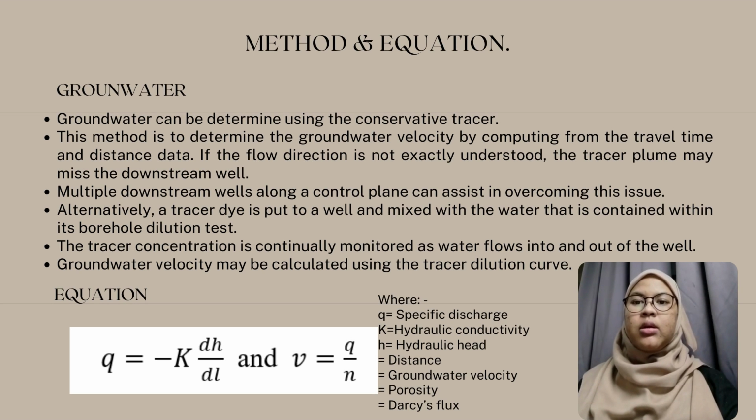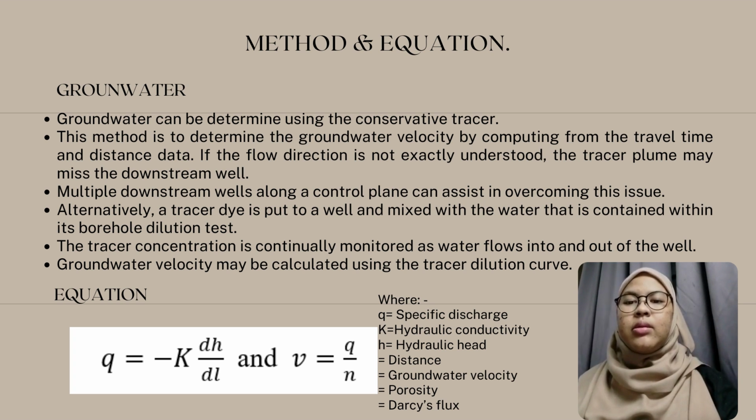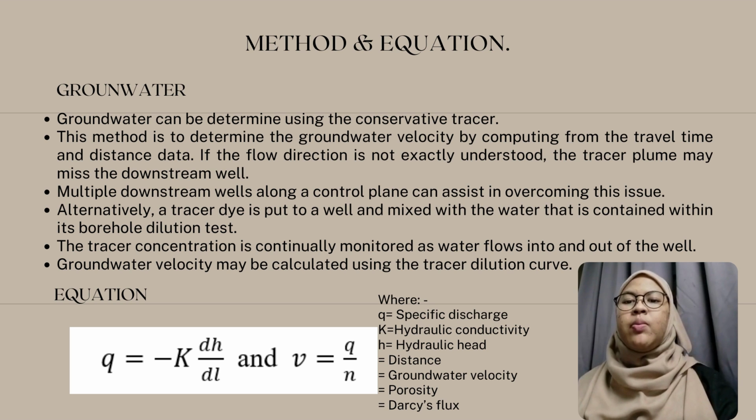Lastly, groundwater. Groundwater velocity can be determined using a conservative tracer. This method determines the groundwater velocity by computing from the travel time and distance data. If the flow direction is not exactly understood, the tracer plume may miss the downstream well. Multiple downstream wells along a control plane can assist in overcoming this issue.